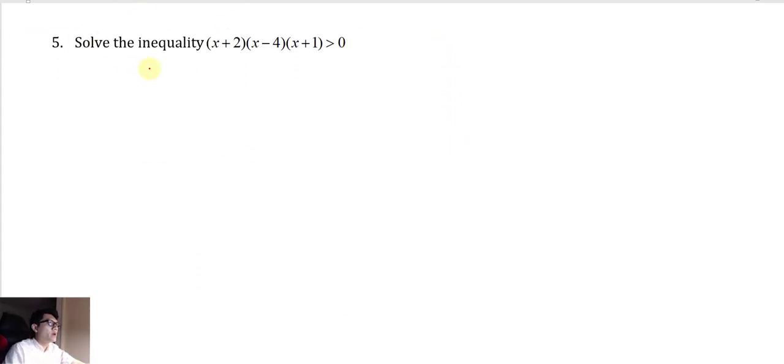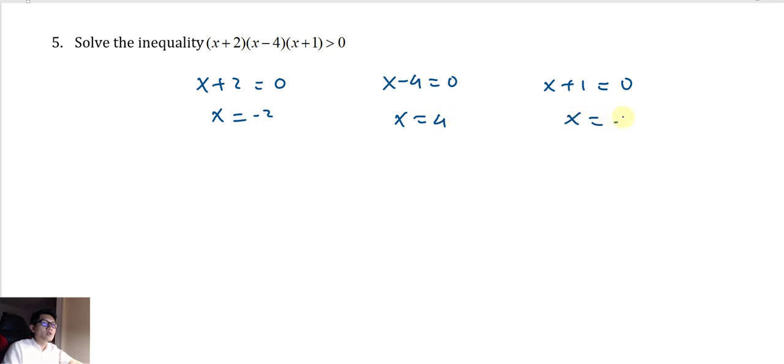Next question, solve the inequality. Okay, so solving an inequality means you are looking for the interval in which this inequality is true, right? So first, we have to set each of the factors equal to 0 to find the boundaries. Then x minus 4 equals 0, and x plus 1 equals 0. So solve for x: minus 2, 4, and minus 1.